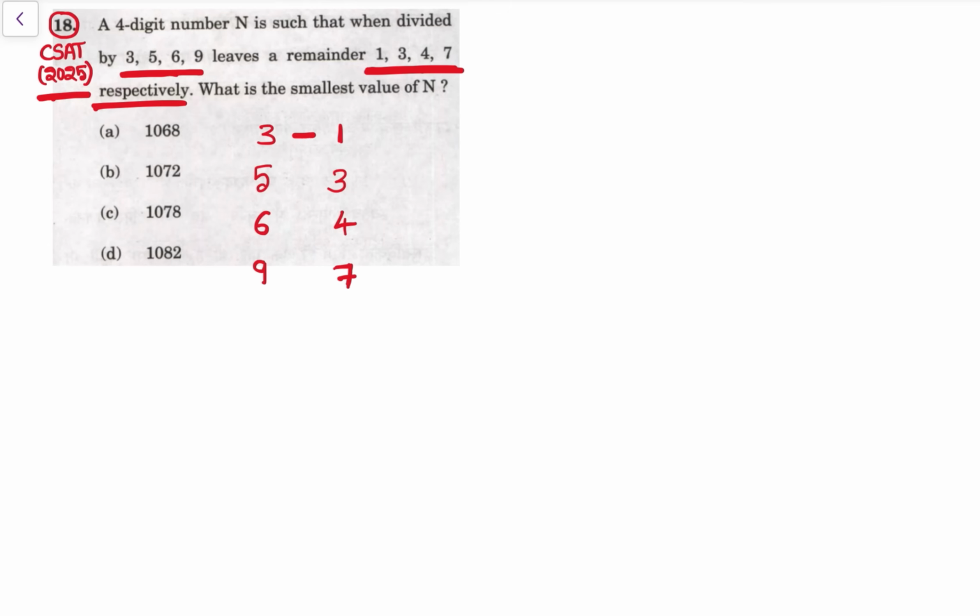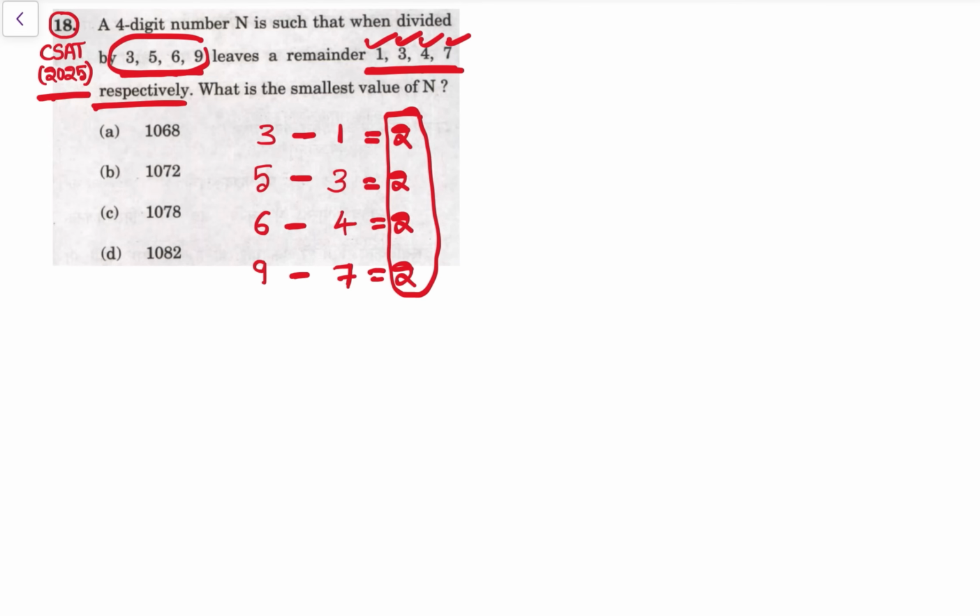Now, if we look, there is a common difference: 3 minus 1 is 2, 5 minus 3 is 2, 6 minus 4 is 2, 9 minus 7 is 2. So this is a common-difference-based, different remainders type of question. Now what is there in this? We will take the LCM of 3, 5, 6, 9.